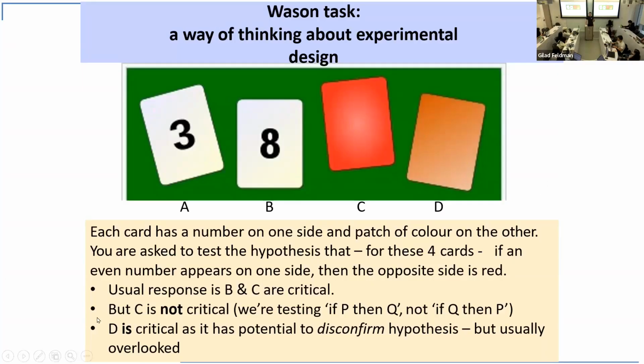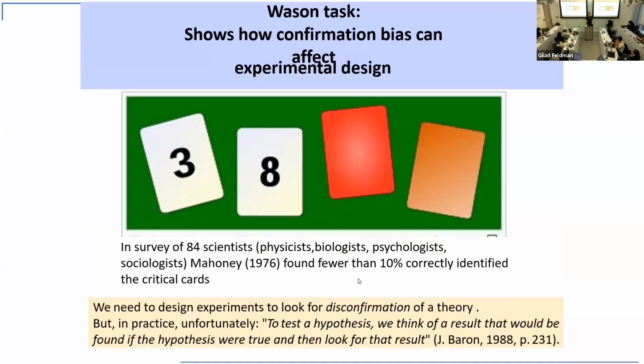So the usual response is really like B and C. It just happened here. But C is definitely not critical. D is the critical one because it has the potential to disconfirm the hypothesis. But we usually overlook that one, right? So it's an interesting task that has been given to many around the world. In a survey of 84 scientists, Mahoney in 1976 found fewer than 10% correctly identified the critical cards.